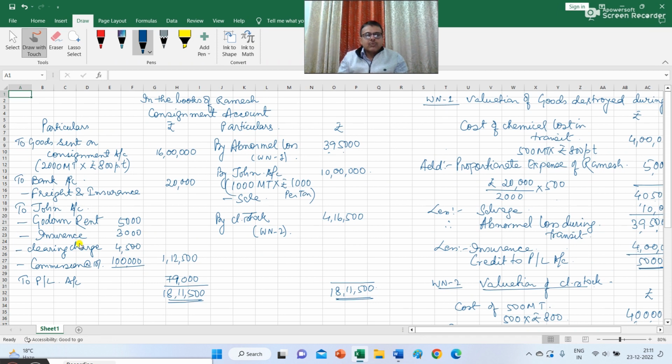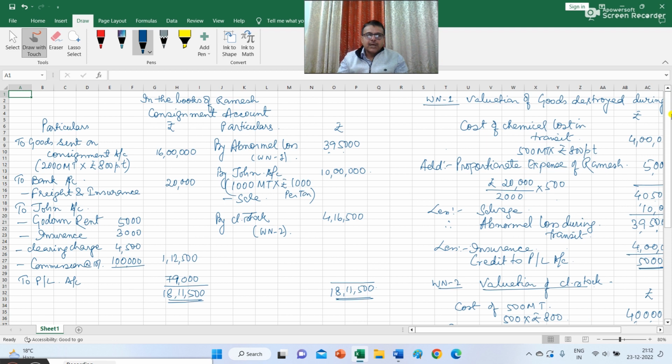Then I have written the amount that was spent by John. So I have to write consignment account debit to John account. And the amount spent towards godown rent for rupees 5,000, for insurance 3,000, and clearing charges 4,500. And John was entitled to a commission of 10% on the sale proceeds. So total amount of 1,12,500 will be retained by John from the sale proceeds of rupees 10 lakh. Then I have valued the amount of closing stock, that is 4,16,500. I have shown in working note number 2. And the balancing figure of 79,000 is the amount of profit on consignment.